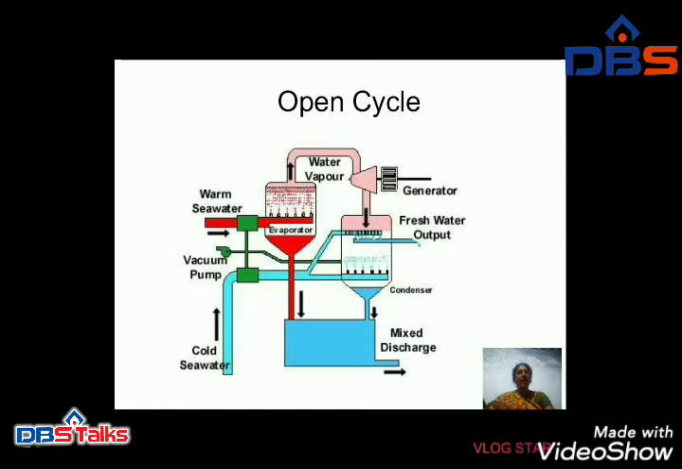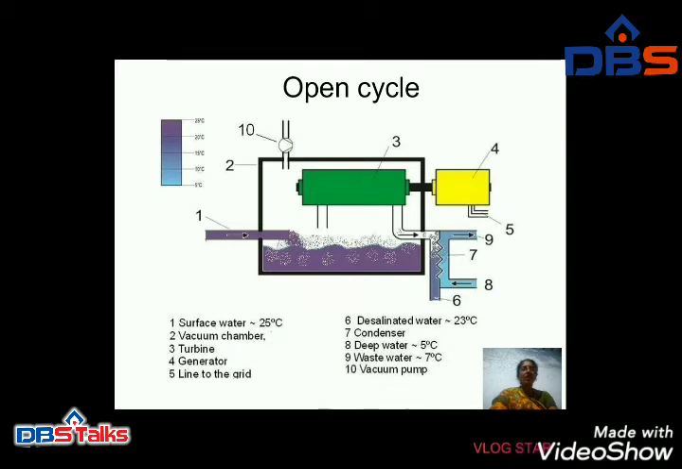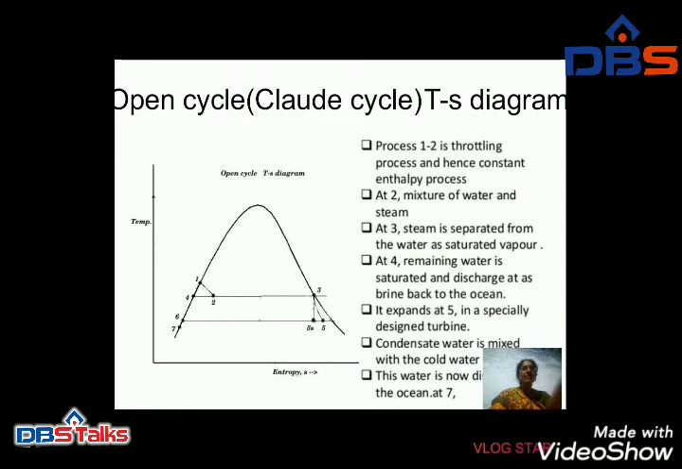Next we discuss the open cycle system layout. The first item is the surface water, then the vacuum chamber, then the turbine, then the generator, and then it is linked to the grid. The distilled water is around 23 degrees, then it goes to the condenser. After that, deep water at 5 degrees and wastewater at 7 degrees go to the vacuum pump. This is the TS diagram of the open cycle system.